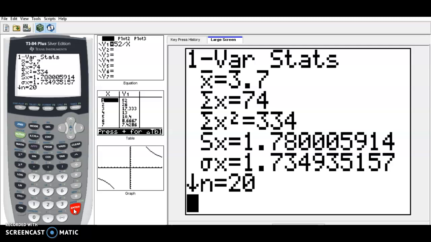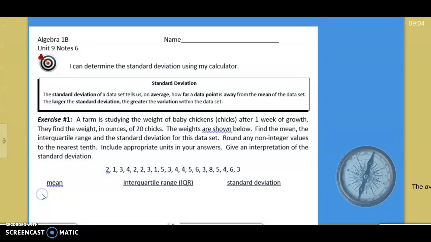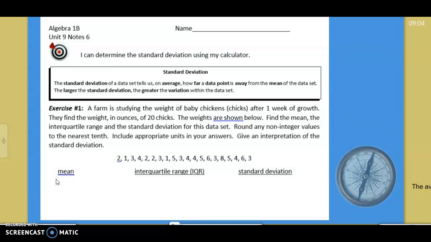All right, a lot going on. The x with the line over it, that's your average, 3.7. So let's get that down for the mean. For those of you that maybe didn't have a calculator, now it's time to get active. X with the line over it is the mean, and the average is 3.7, which puts the average weight of a baby chick at 3.7 ounces.